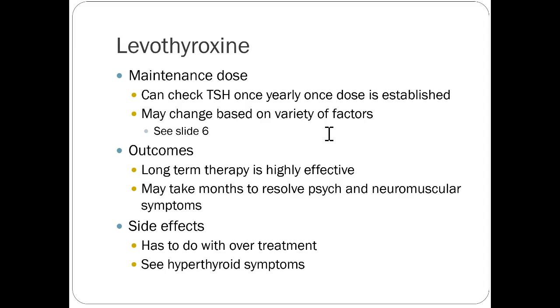Basically, once you're stable, you check your TSH yearly. You might need to change your dose, like let's say your patient gets pregnant or gains or loses a lot of weight. That could complicate things, and you may want to monitor their TSH more aggressively for a little bit until you get things straightened out if needed. Outcomes: it's a highly effective and simple therapy, and it could take months to really resolve some of these things, but the initial symptoms should go away pretty quickly.